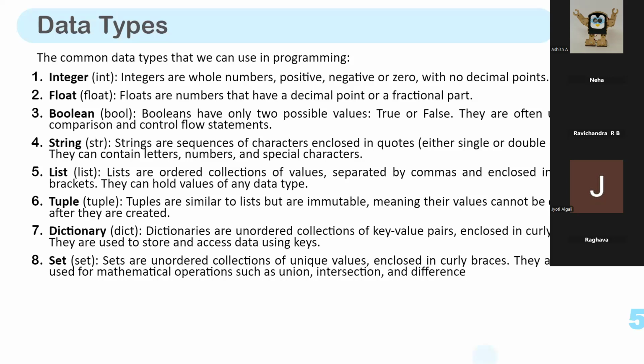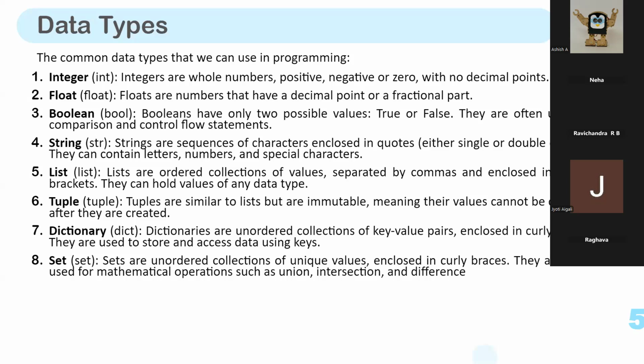What are the common data types that we can use in a programming language? So we have different types of common data types, one of which is integer. Integers are whole numbers, positive, negative, or zero, with no decimal points. That is an integer. But when it comes to float, floats are numbers that have a decimal point or a fractional part. So that can be added with points as well.